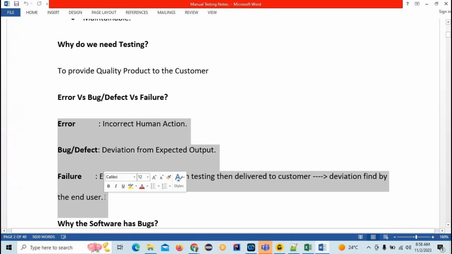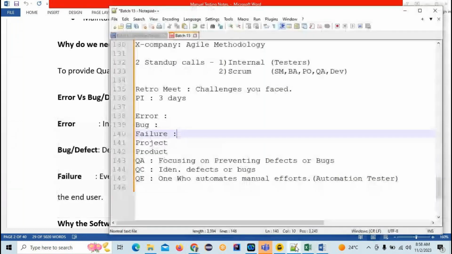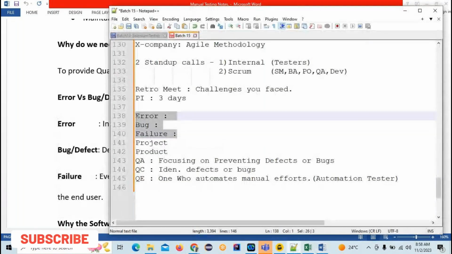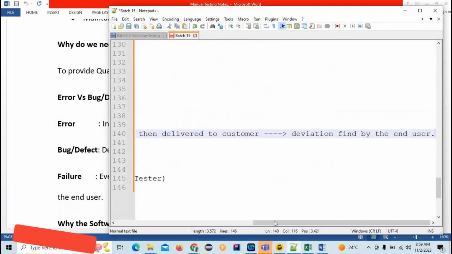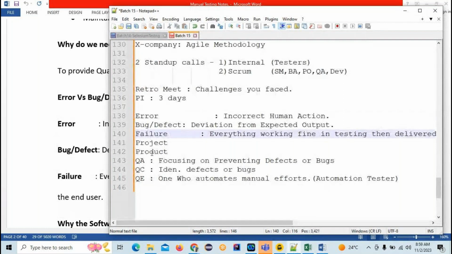Yes, sir. And the next one is project versus product. We already discussed it in the demo session. Is anyone interested in explaining what is meant by product and what is meant by project? Any one of you? No one? No one is interested? No one knows what is meant by project, what is meant by product. Like service based companies and product based companies.